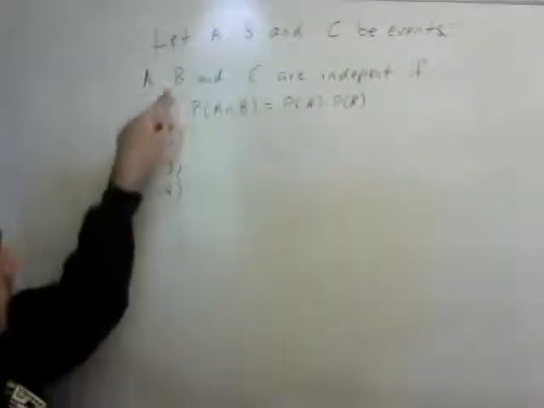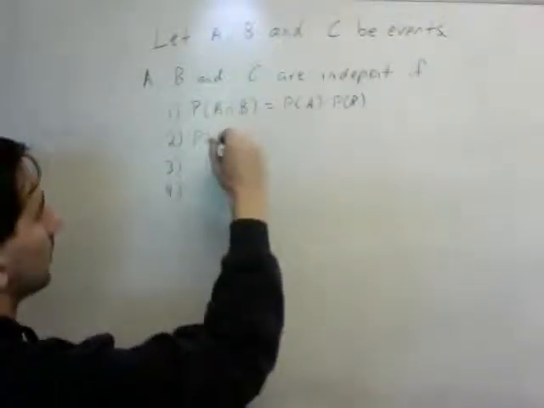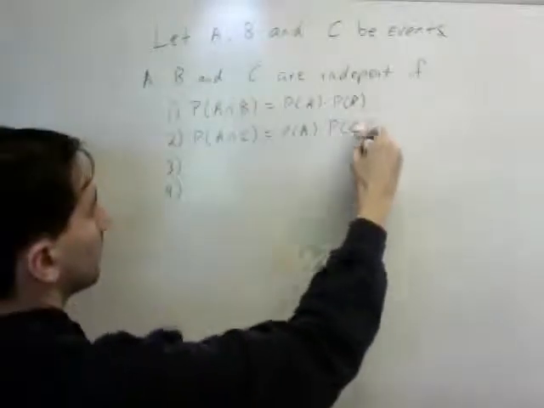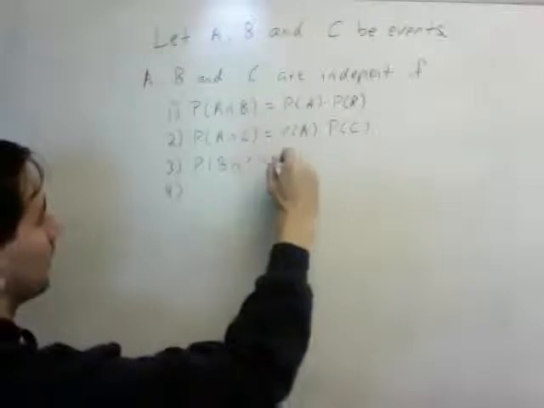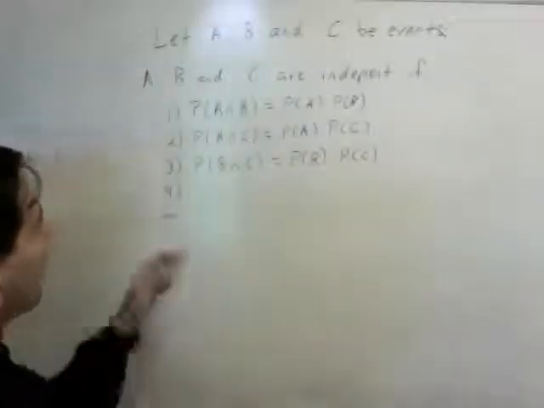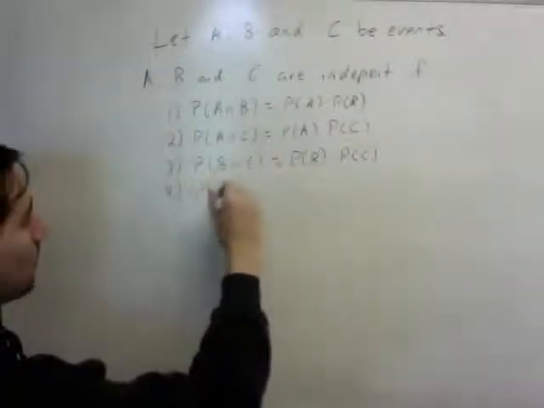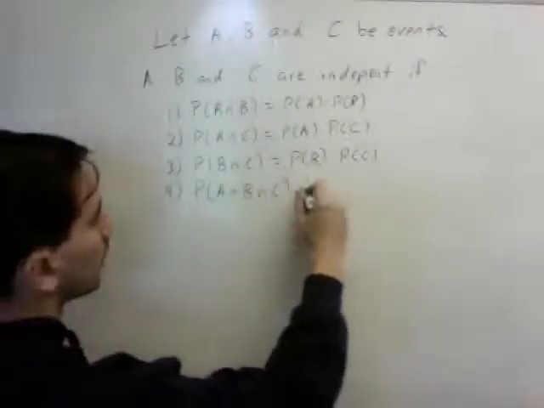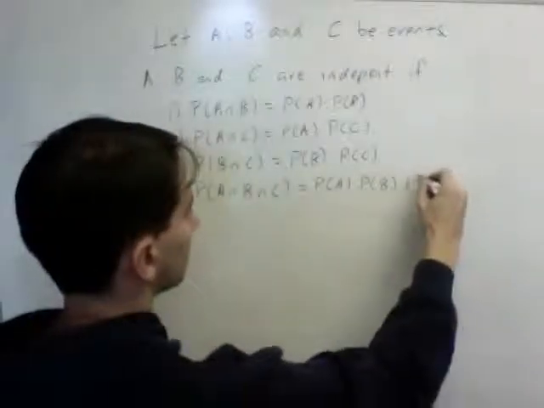In other words, A and B are independent of each other. Also, A and C have to be independent. The probability of A and C is the probability of A times the probability of C. And B and C must be independent. So the probability of B and C is the probability of B times the probability of C. So any two of these are independent of one another. And finally, the probability of all of them happening, the probability that A, B, and C all occur, is the probability of A times the probability of B times the probability of C.